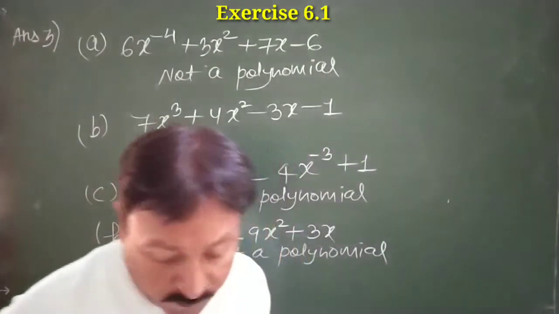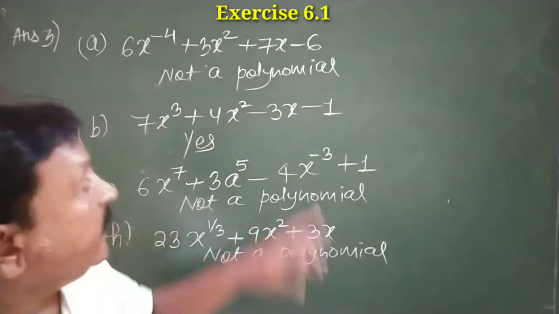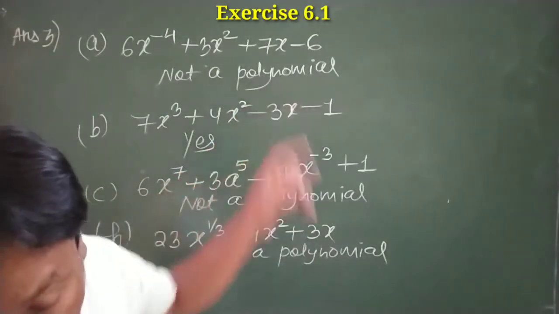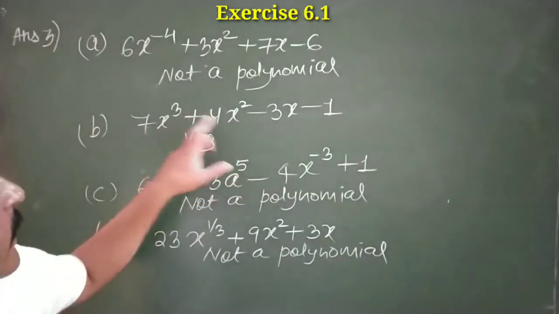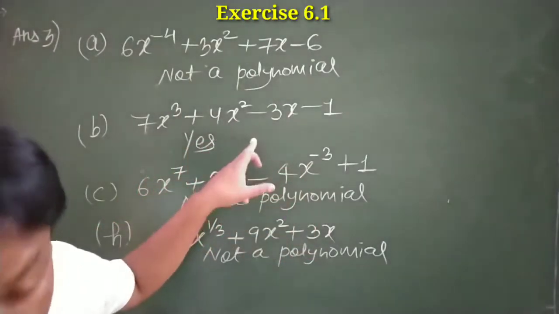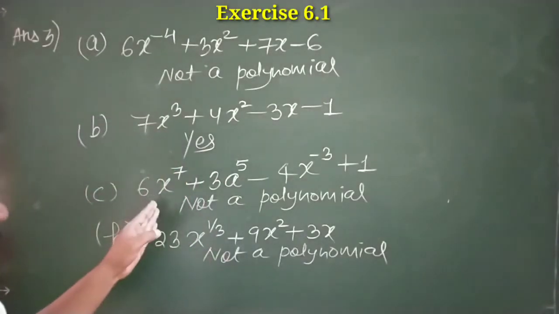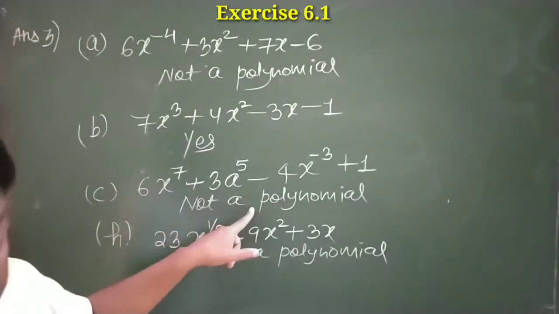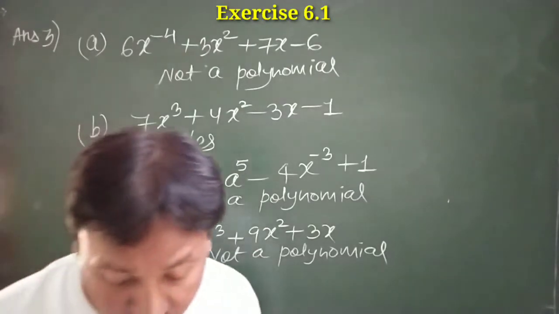So if you see question 3 part A, it is non-polynomial. Part B, it has 1, 2, 3, 4 terms, so it is a polynomial. In the same way, if you see part C, it is non-polynomial, and in the same way you can complete this question.